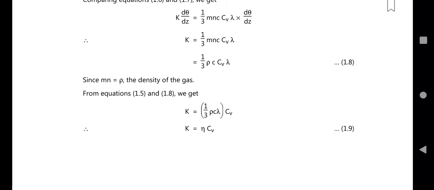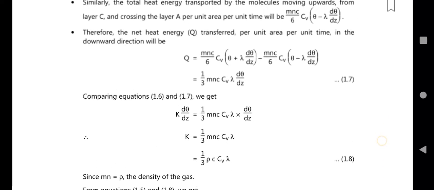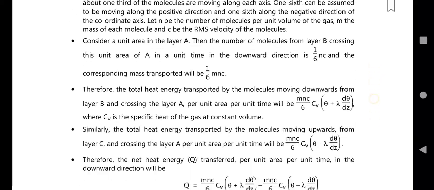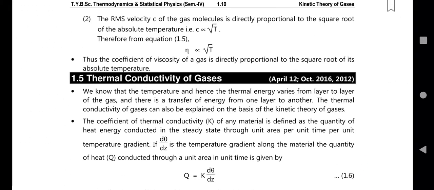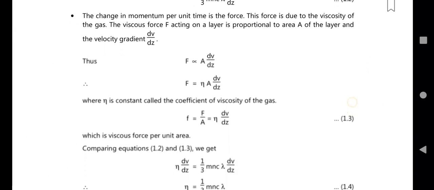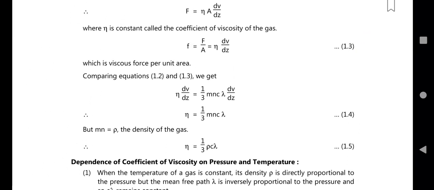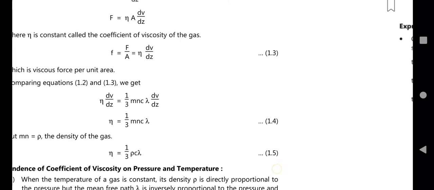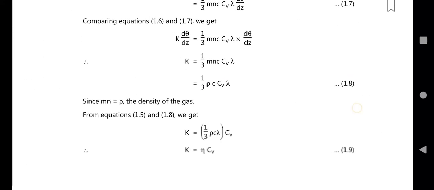And from equations 1.5 and 1.8, equation 1.5 we saw earlier: η = 1/3 ρ c λ. From these equations we find K = 1/3 ρ c λ × CV, that is 1/3 ρ c λ equal to η, so K = η CV. That is the equation we get for K = η CV.